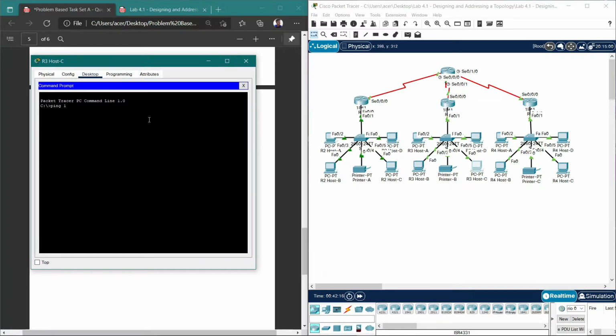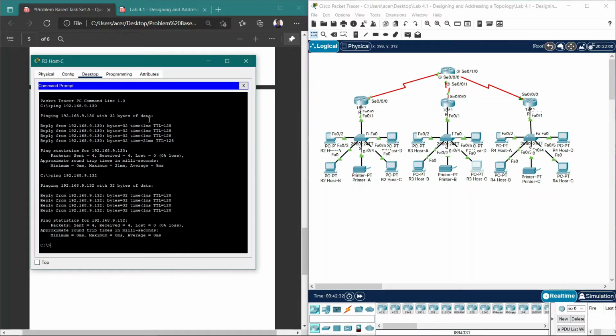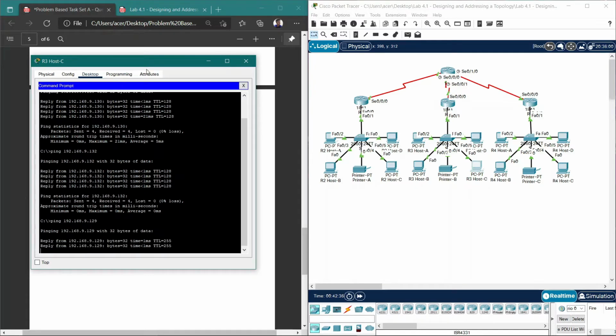Now the R3. I will try to ping from PC C to PC A, and it's successful. The printer can also be pinged, and the default gateway 129 can be pinged also.